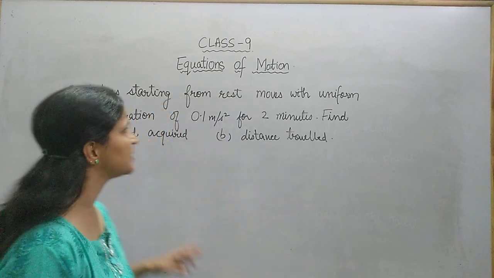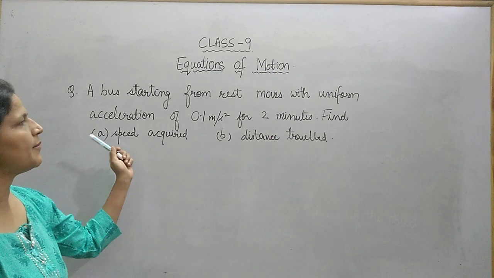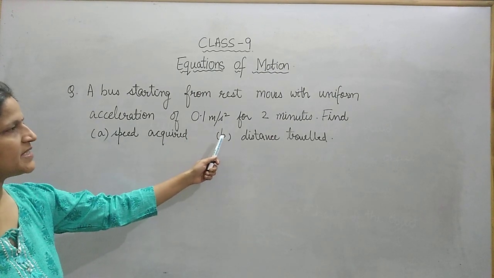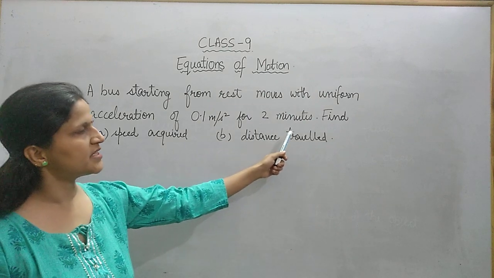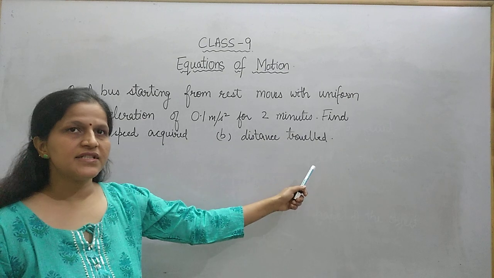The first question is, a bus is starting from rest and moves with uniform acceleration of 0.1 meter per second square for 2 minutes. Find the speed acquired. Number 2, the distance travelled.